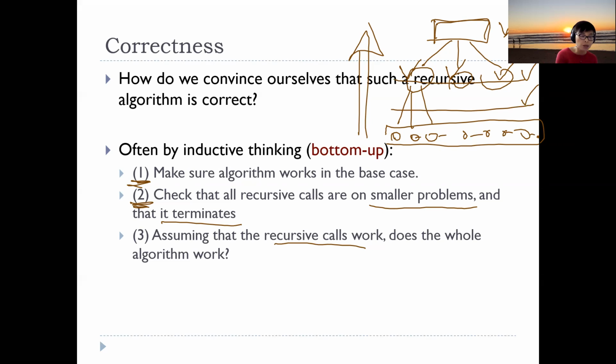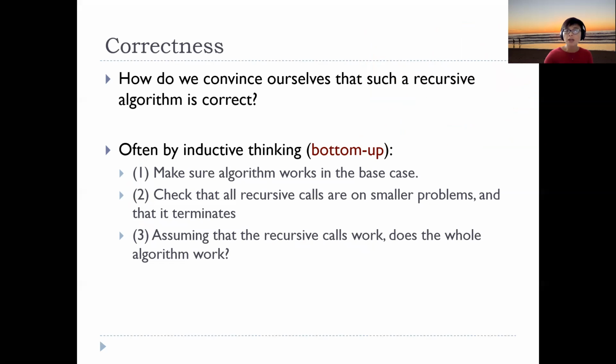But what we need to do is essentially these 3 key components. We have to figure out whether it works in the base case, whether the algorithm is indeed running on smaller and smaller problems and will terminate. And then if the smaller problem is correct, is the bigger problem, the whole algorithm, also correct? Okay. All right. So let's look at the binary search example. It goes through the 3 steps.